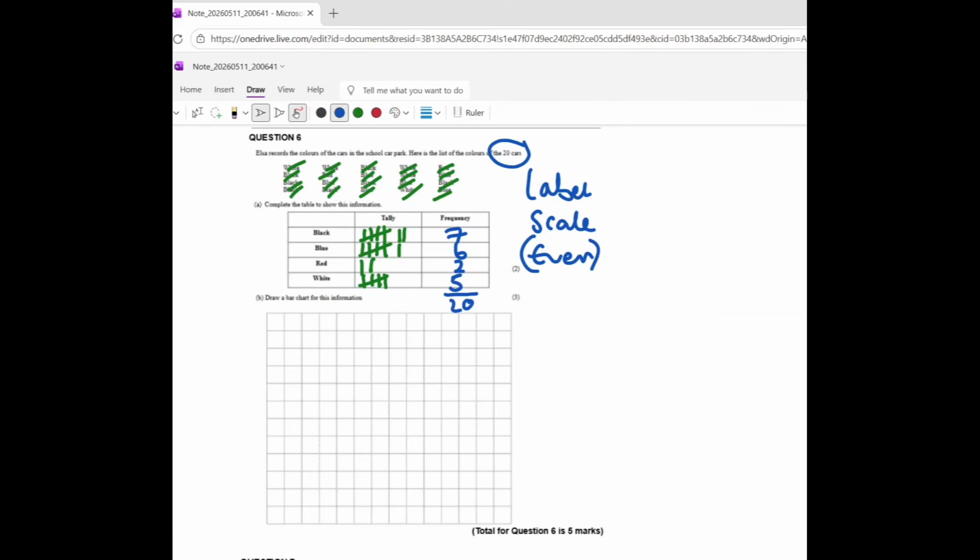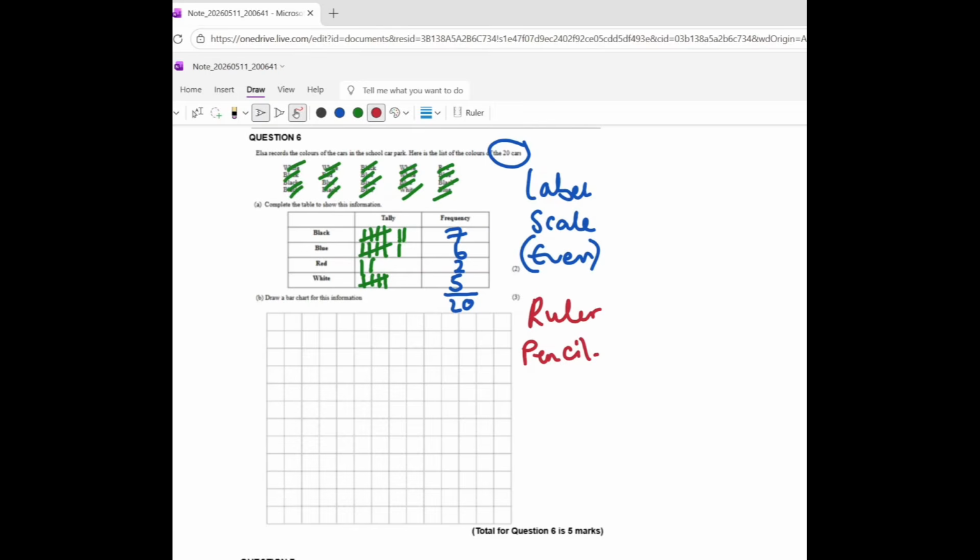Now I need to draw a bar chart. So it's really important. You must use a ruler and a pencil. Ruler and a pencil. Because in your exam, if you make a mistake and it's in pen, you can't cross it out. Whereas with pencil, you can rub it out. And they like to see graphs drawn with straight lines and a ruler. For speed purposes, I'm going to just draw this freehand, so I do apologise.